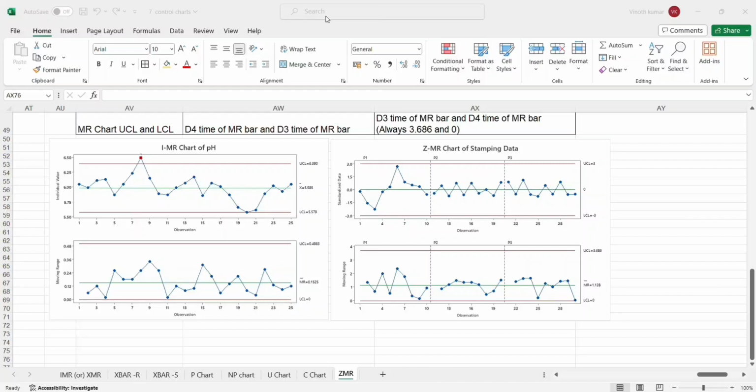In today's video, we are going to see a chart which is not that commonly used. ZMR or ZMR, depends on how we pronounce this alphabet. ZMR chart is the chart that we are going to see in today's video. Let's get into this video.